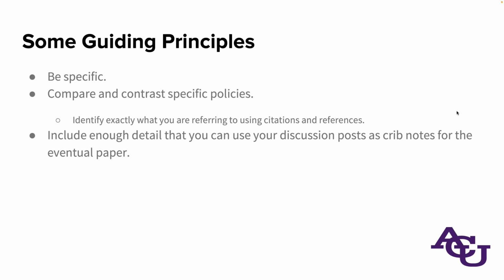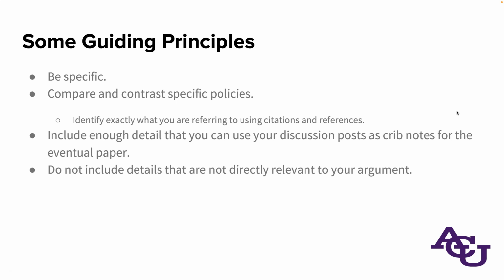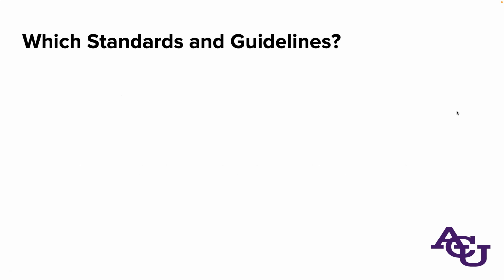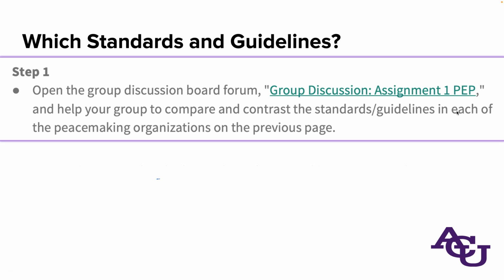Make sure that there's enough detail in those posts so that you can use them as crib notes when you're working on your portion of the paper. Make sure that you leave out details that are not directly relevant to your argument. So those standards and guidelines, that's the one referred to in the instructions here. The contrast of standards and guidelines listed in the reading from Module 1.